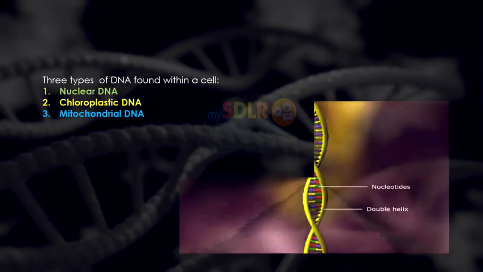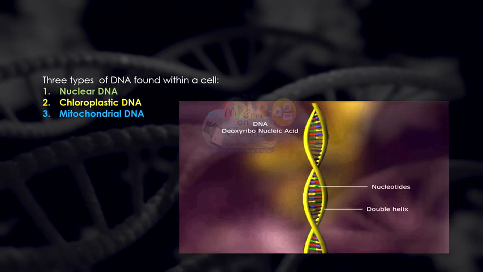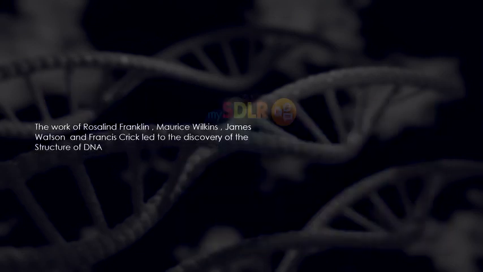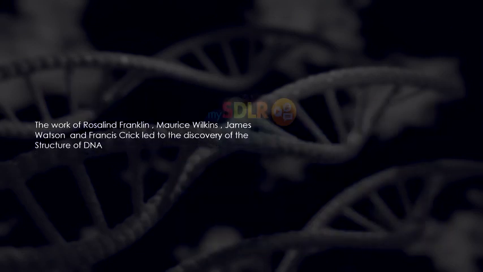DNA actually looks like this. And it took a long time for them to understand how DNA looked. It was the work of Rosalind Franklin, Maurice Wilkins, James Watson, and Francis Crick that took a lot of time and experimentation to discover the structure of DNA. Watson and Crick received the Nobel Prize for their work.